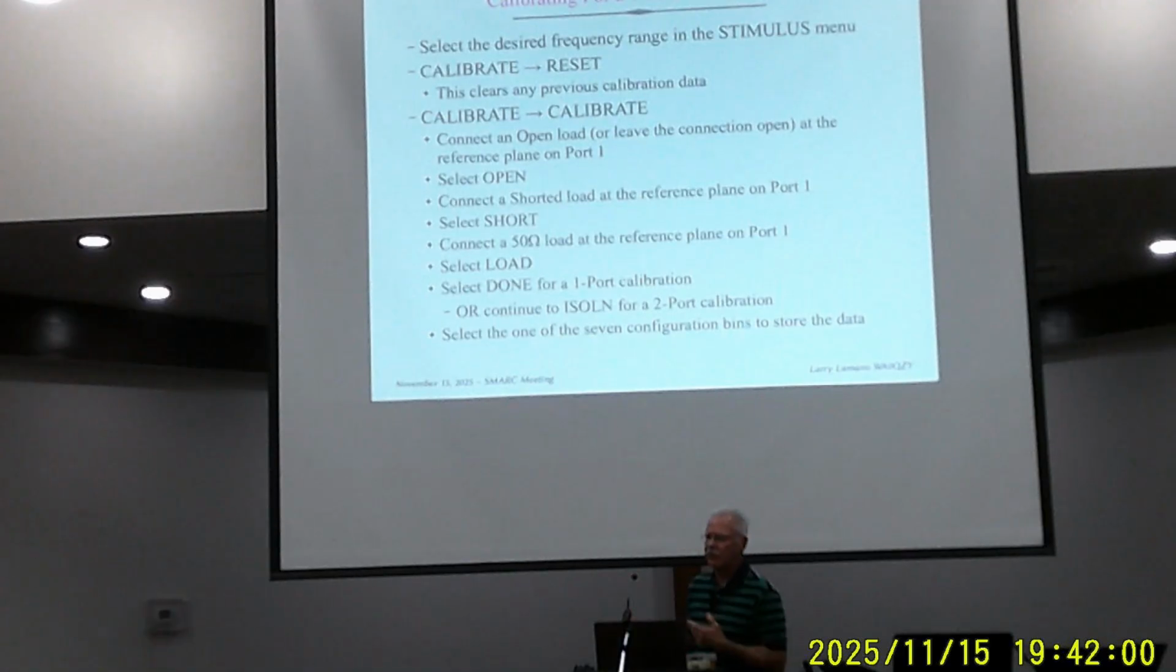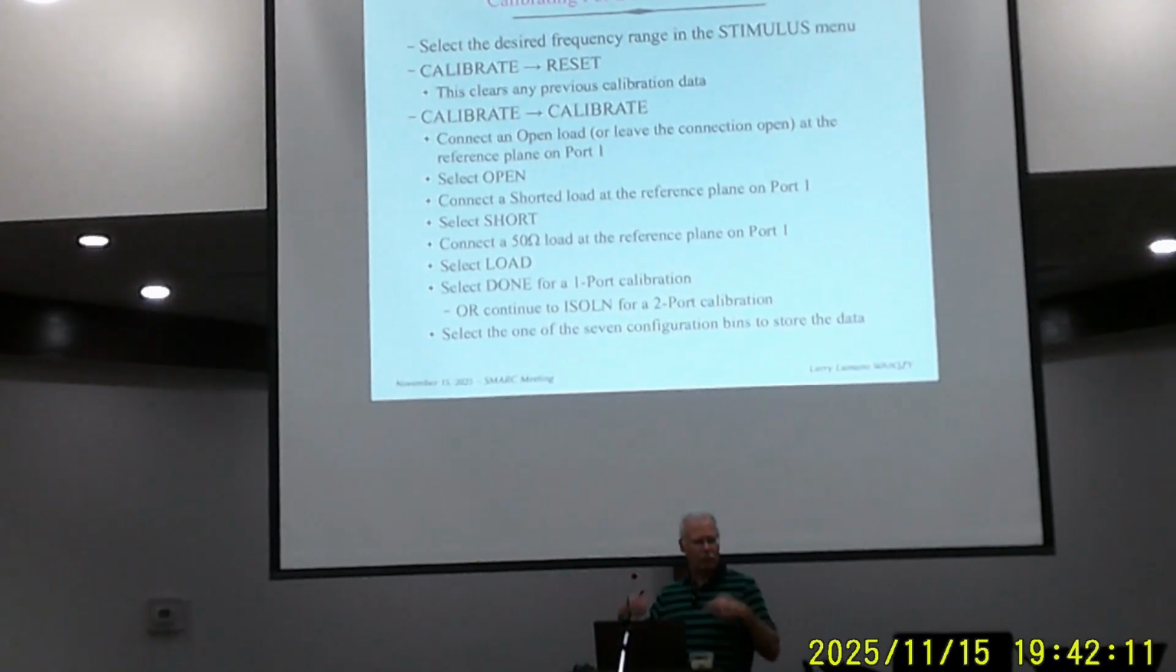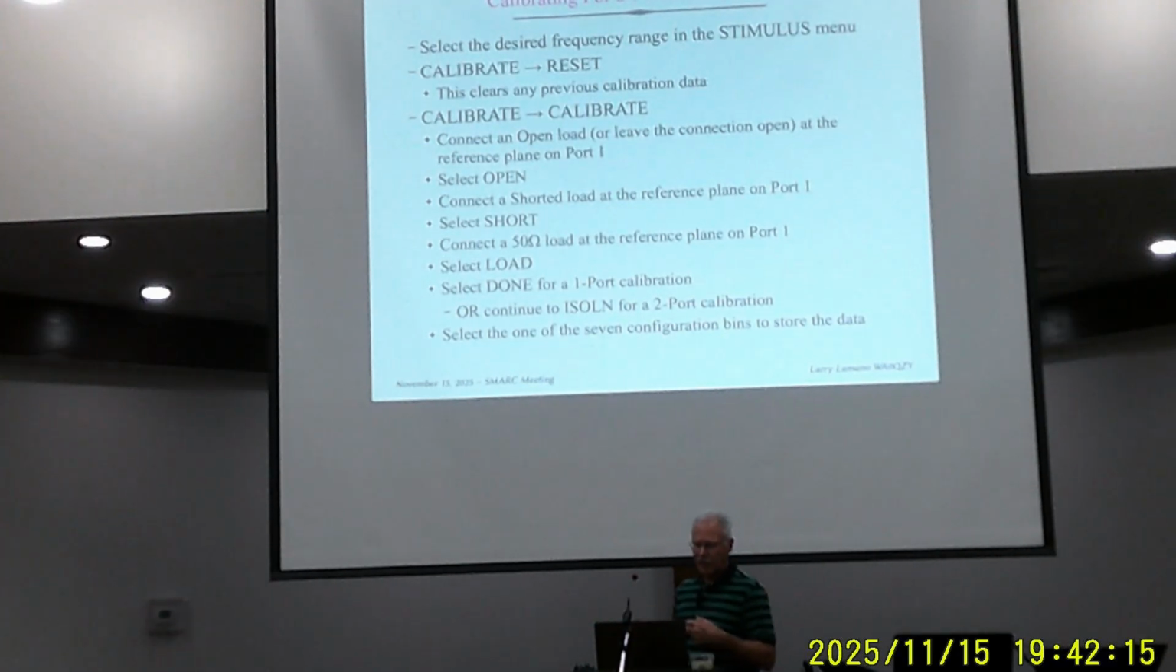And so there's two things you can do at this point. If you're doing a one-port measurement, which probably most of the things you do will be, you can just select done. And you can skip the other two. And when you do done, it will say, where do you want to save this configuration, which one of those 7 bins. Okay, if you want to do the full 2-port, at this point isolation is lit up.